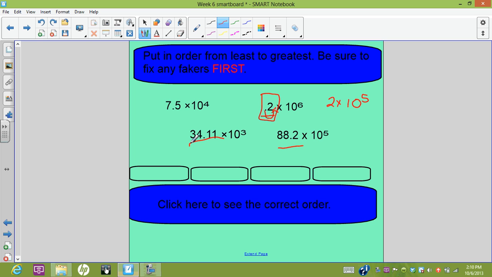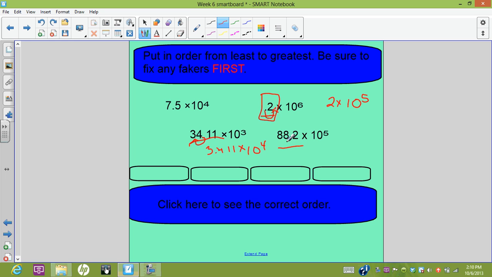1. So this is actually 2 times 10 to the 5th. Here we have another faker. We have 34. Well, that's not going to work. That's not between 1 and 10. So we're going to take our decimal point, move it left 1, giving us 3.411 times 10. And our power of 10 is going to increase by 1 because we moved to the left.